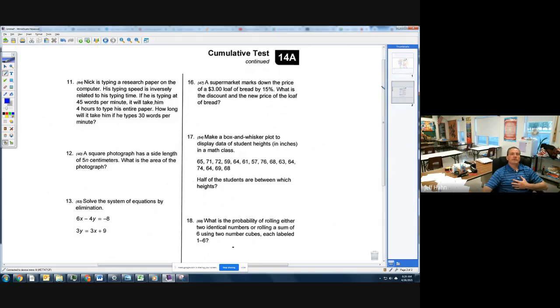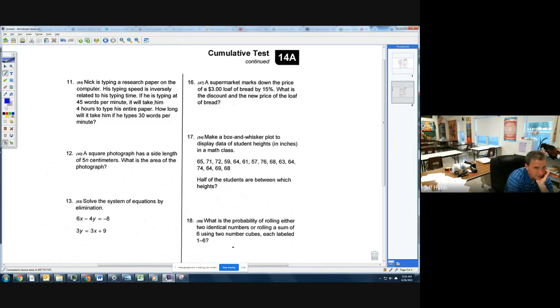Problem number 11, Nick is typing a research paper on his computer. His typing speed is inversely related to his typing time. If he is typing 45 words per minute, it will take him 4 hours to type his entire paper. How long will it take him if he types 30 words per minute? Inverse variation.